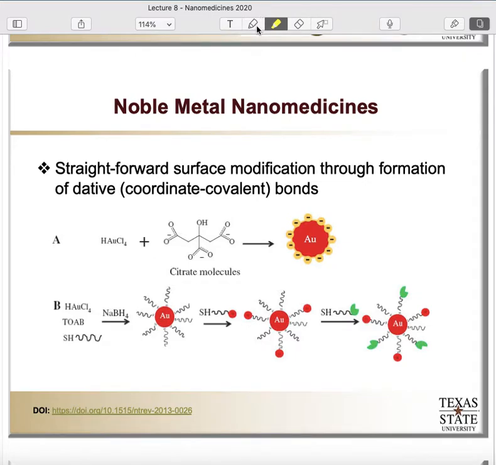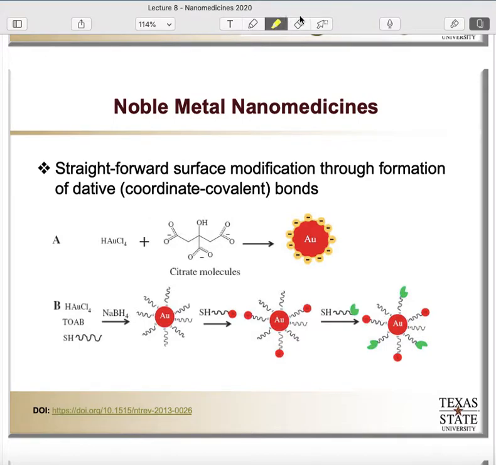We already talked about the synthesis of novel metal nanomedicines by utilizing reduction processes. Now we're going to be talking about the methods that would be used for modifying the surfaces of those metal nanoparticles to be able to provide targeting ability or maybe increase the stability of these particles in suspension.